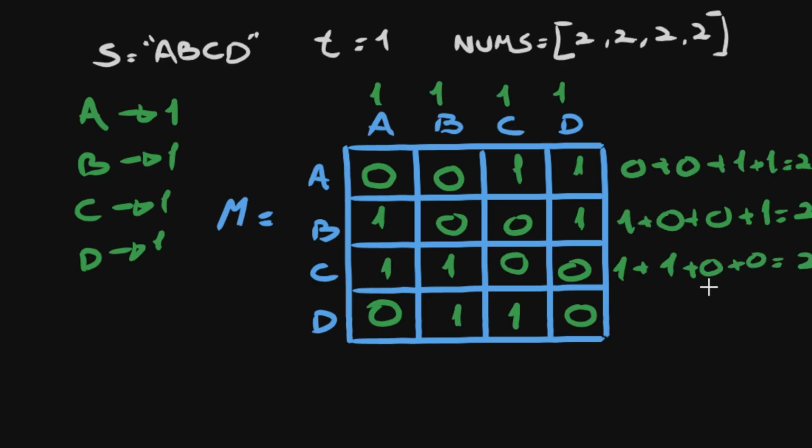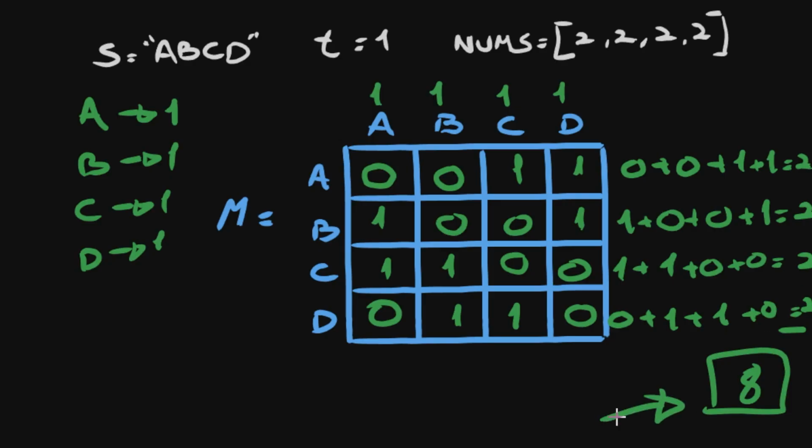This is 2. And next, 0 times 1 is 0. 1 times 1 is 1. 1 times 1 is 1. And 0 times 1 is 0. So this is also 2. So the result for this is 8. It's 2 plus 2 plus 2 plus 2. Let's see what this means.